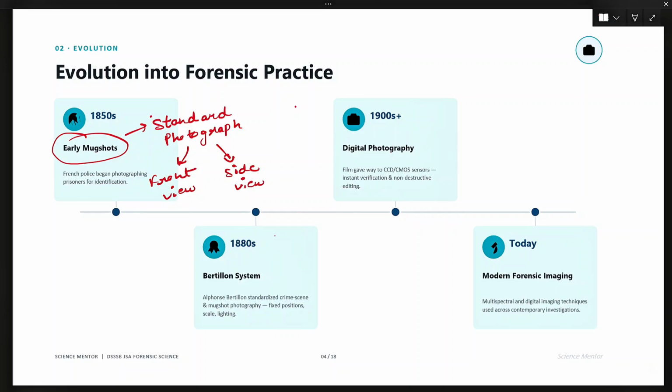Suppose a criminal commits an offense in Delhi today. 3 years later, he is arrested in another state under a different name. The police compare his mugshots with previous records. This helps establish whether he is the same individual or not. This is why the mugshot became an important part of policing.